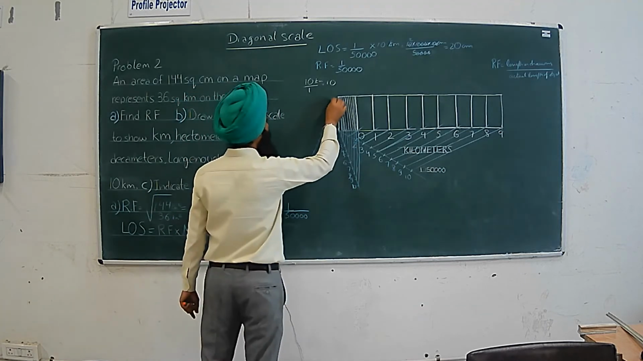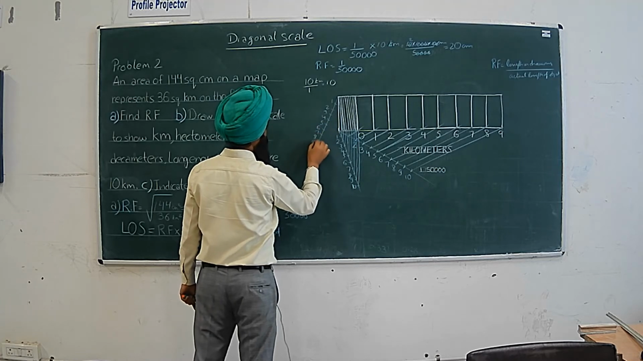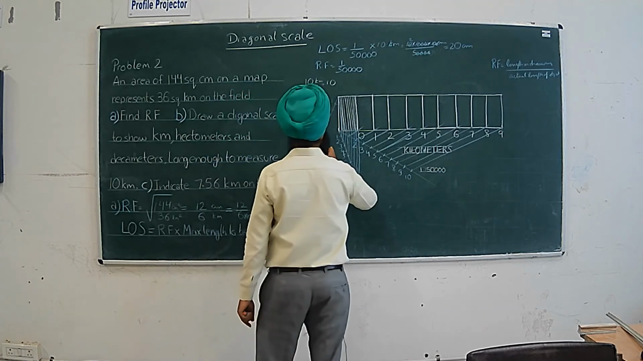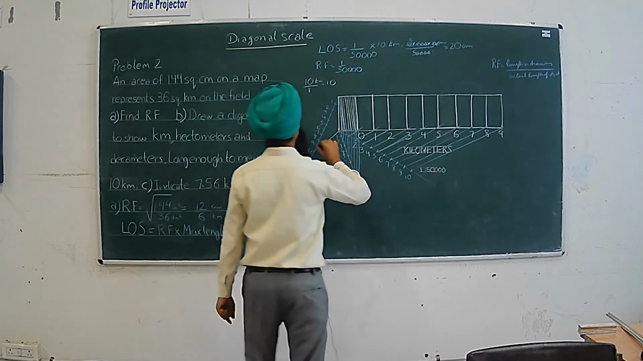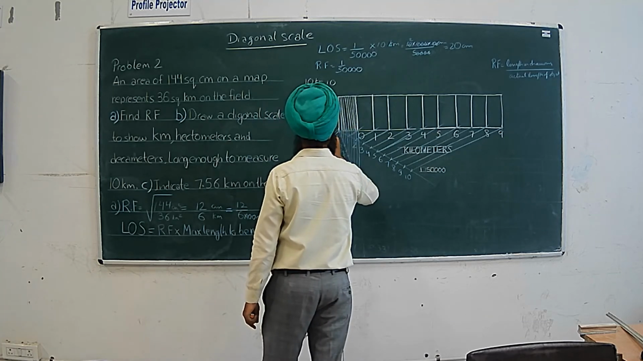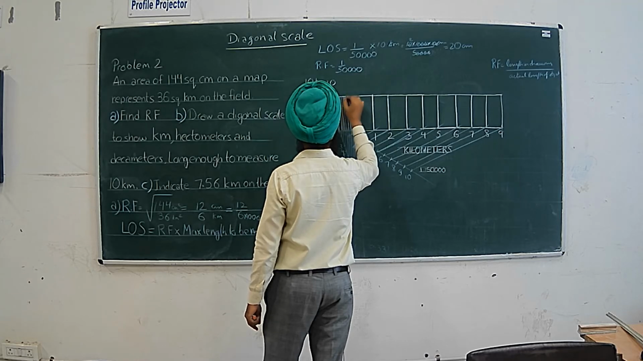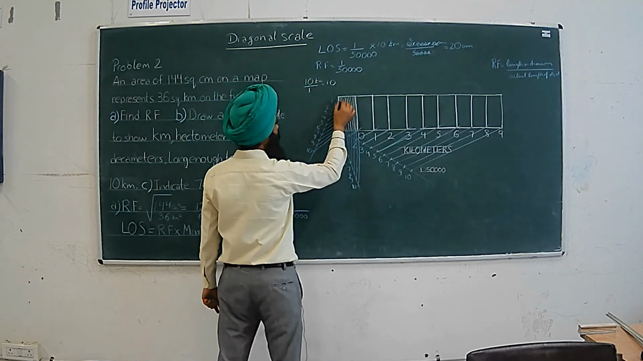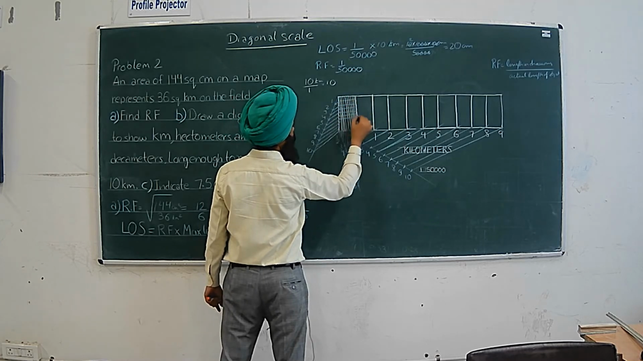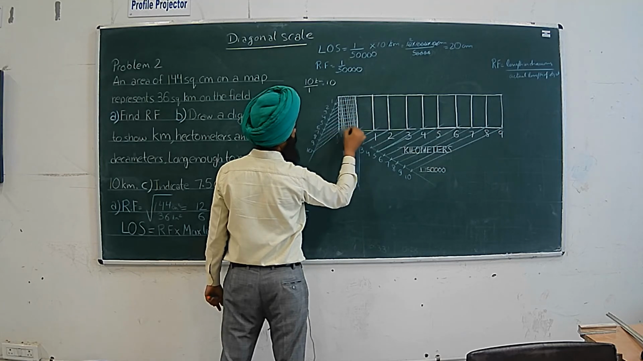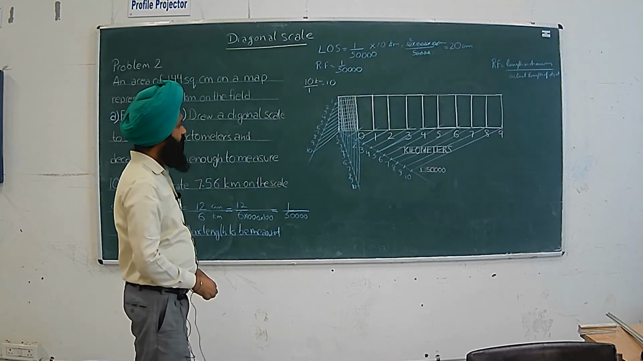Again divide into 10 equal parts. Join the 10th part with the base or the 0 and again draw parallel lines from each and every point to this line. Now from each intersection draw parallel lines to the base. So this is our diagonal scale. This completes our diagonal scale.